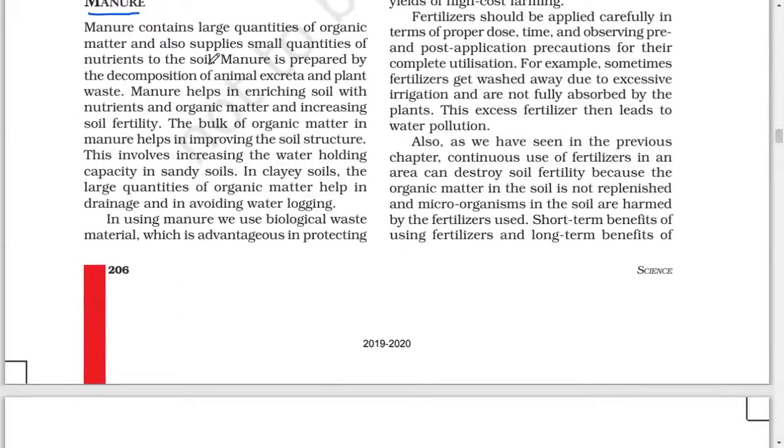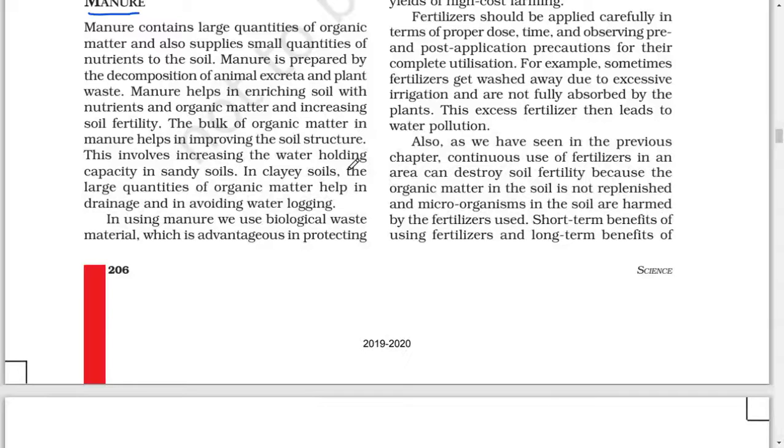Manure contains large quantities of organic matter and also supplies small quantities of nutrients to the soil. Manure is prepared by the decomposition of animal excreta and plant waste. Manure helps in enriching soil with nutrients and organic matter and increasing soil fertility. The bulk of organic matter in manure helps in improving the soil structure.